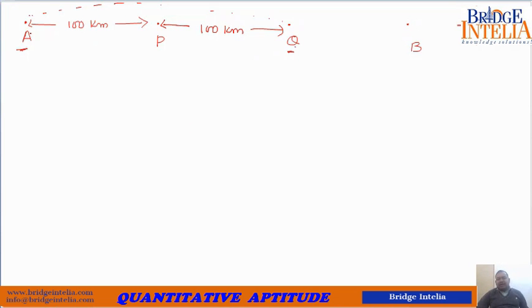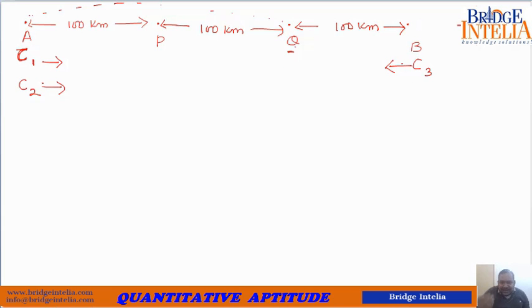Similarly, the distance between A and B is given as 300 kilometers. So 100 plus 100, 200 already. So this gap must also be equal to 100 kilometers. So this is what is given. Another thing given in the question is two cars are located here, car 1 and car 2. Both cars are moving towards city B, whereas there is a third car, car 3, located at B, and it is moving in the opposite direction, that means towards city A.